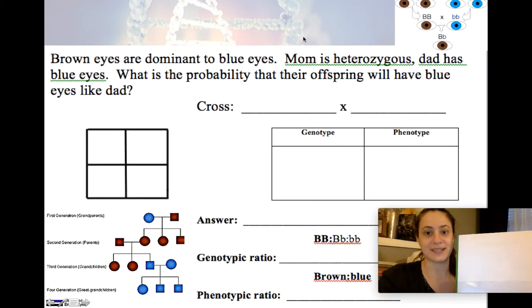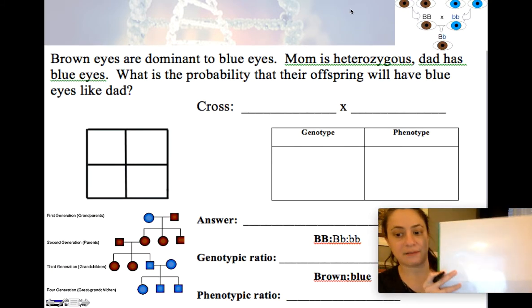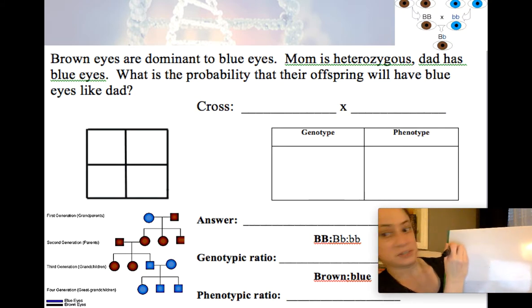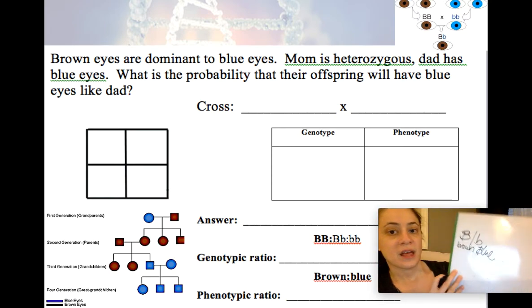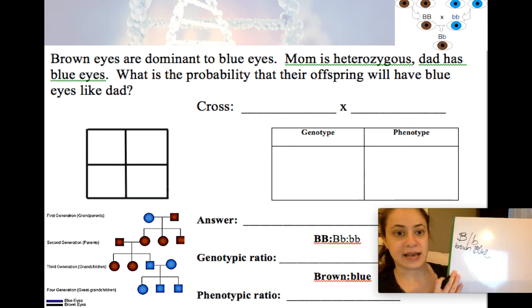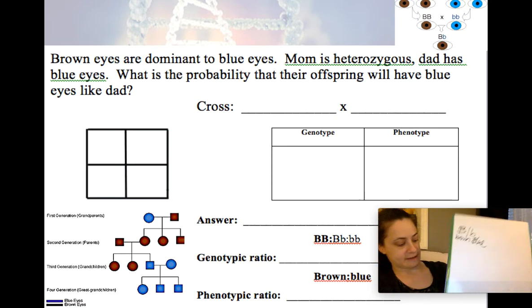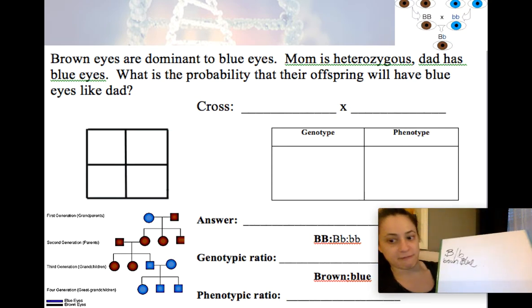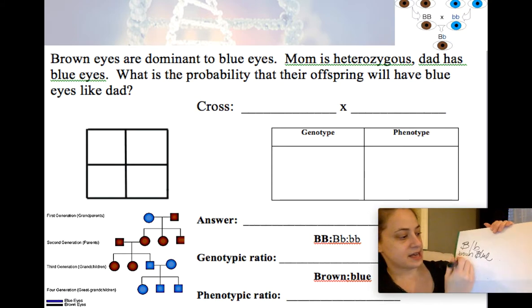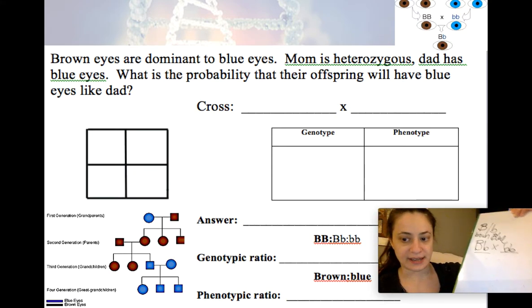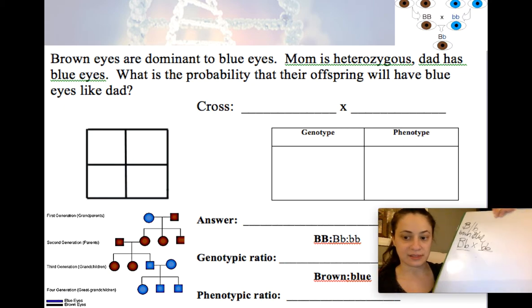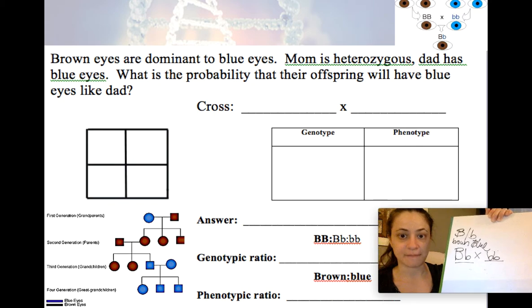Let's do another example. So brown eyes are dominant to blue eyes. So here I'll just put brown eyes is dominant over blue. So here's brown and here's blue. Mom is heterozygous and dad has blue eyes. So if mom is heterozygous, then that means that she would be capital B lowercase b, and then dad has blue eyes, so he would be homozygous recessive. So these are the genotypes for the parental cross.